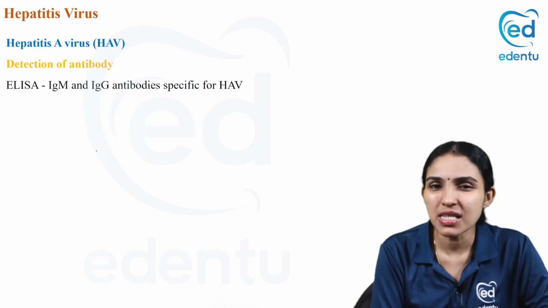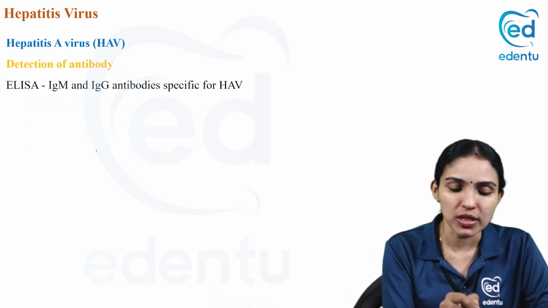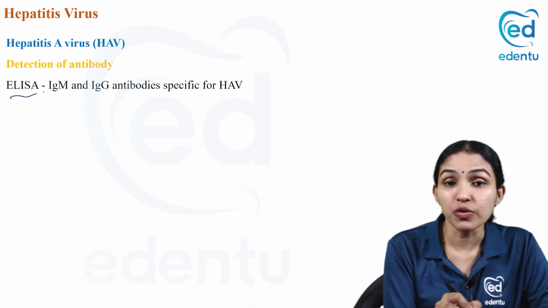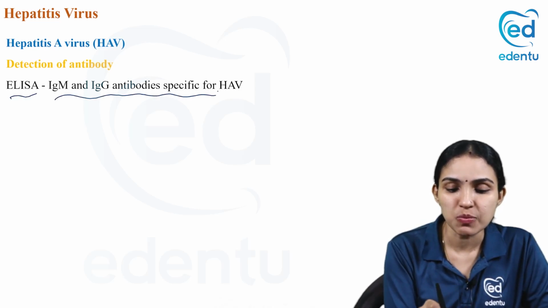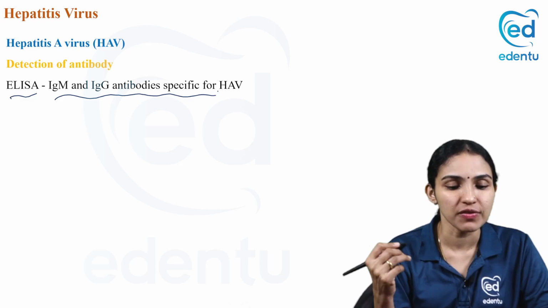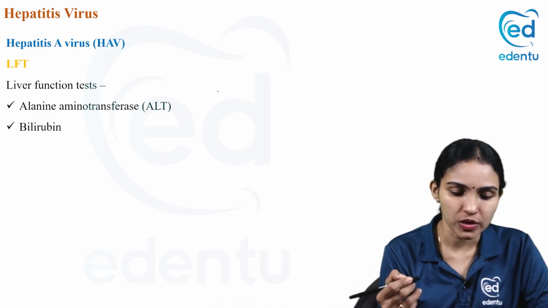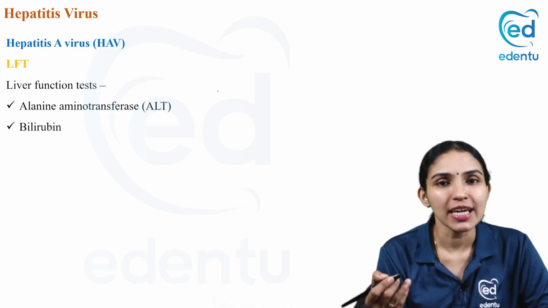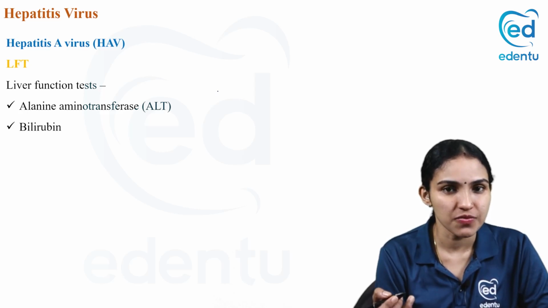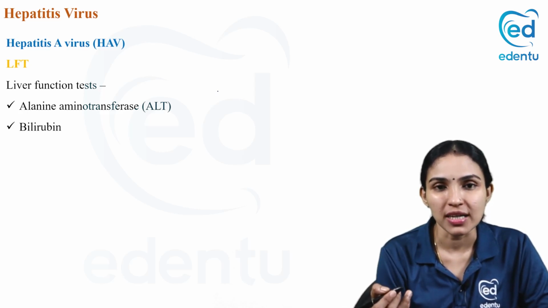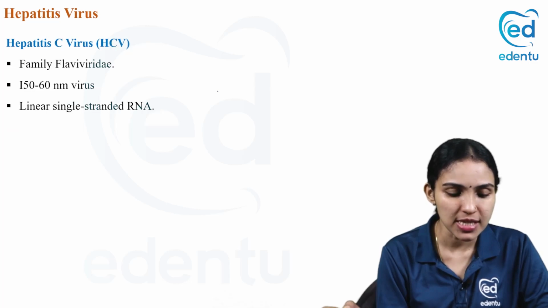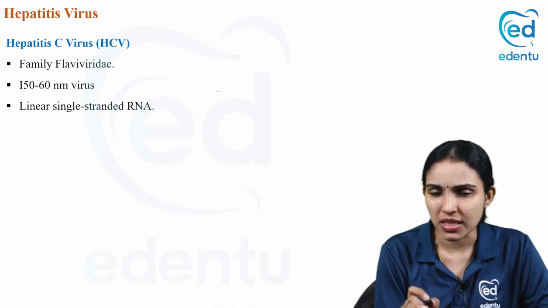Now, what is the mainstay of diagnosis is actually ELISA, which you do for detection of the antibodies specific for HIV. Anti-HIV antibodies in serum is detected by ELISA test. Liver function tests like ALT, alanine aminotransferase, bilirubin will be high in case of infectious hepatitis. So that is about hepatitis A virus.